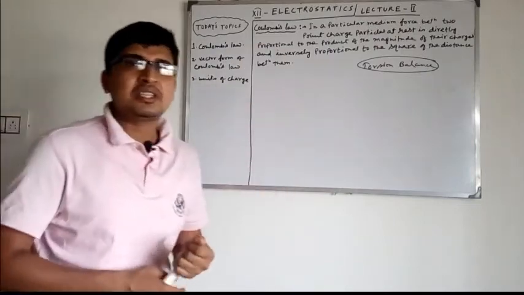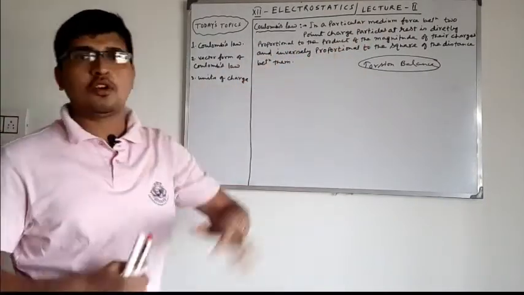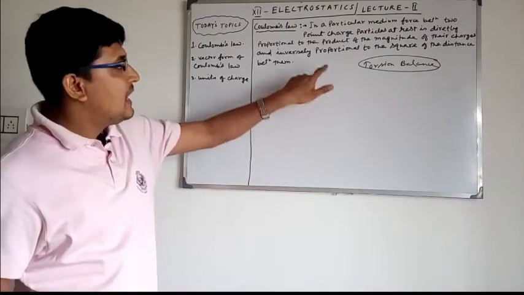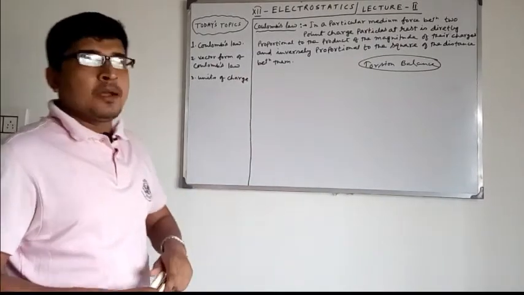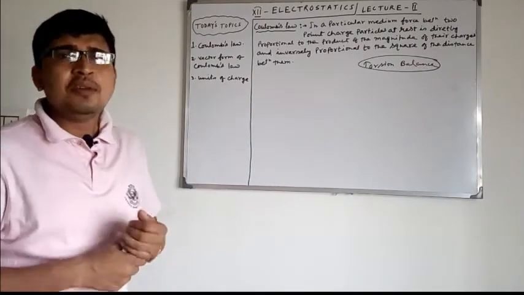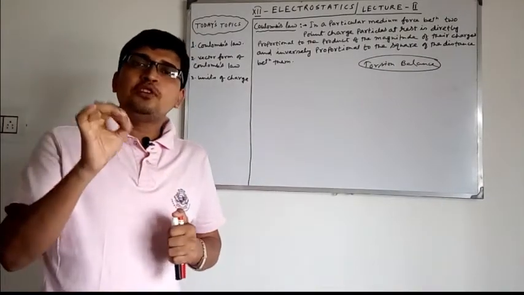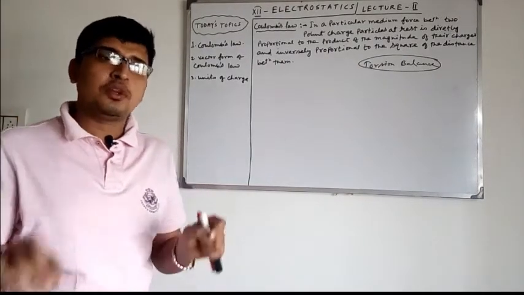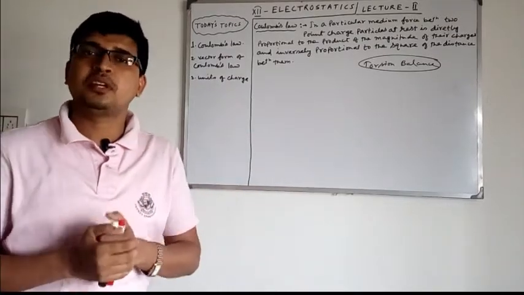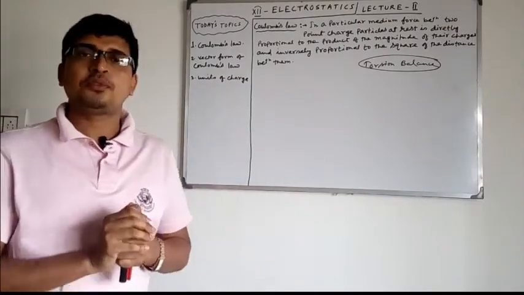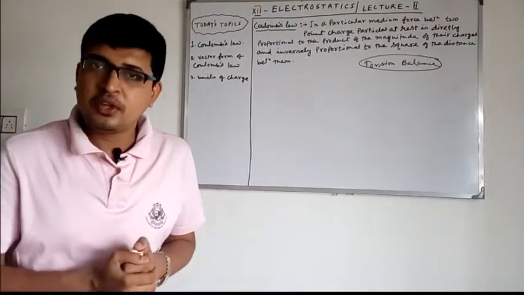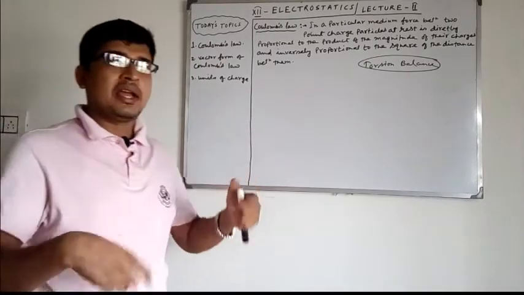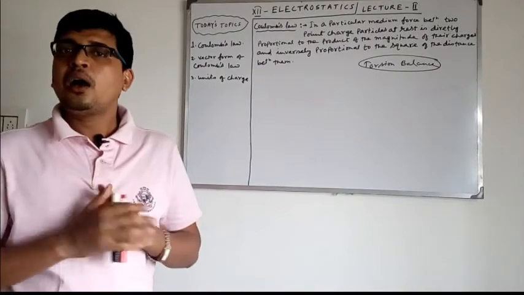So first we should see the statement of Coulomb's law. I have written the statement on the board, and I have included all possible conditions of Coulomb's law. So this is a very good statement for you. तो चलिए देखते हैं. In a particular medium, force between two point charged particles at rest is directly proportional to the product of the magnitude of their charges and is inversely proportional to the square of the distance between them. This is the statement of Coulomb's law. आपका एग्जाम में अगर आएगा आपको इसी स्टेटमेंट को लिखना होगा.